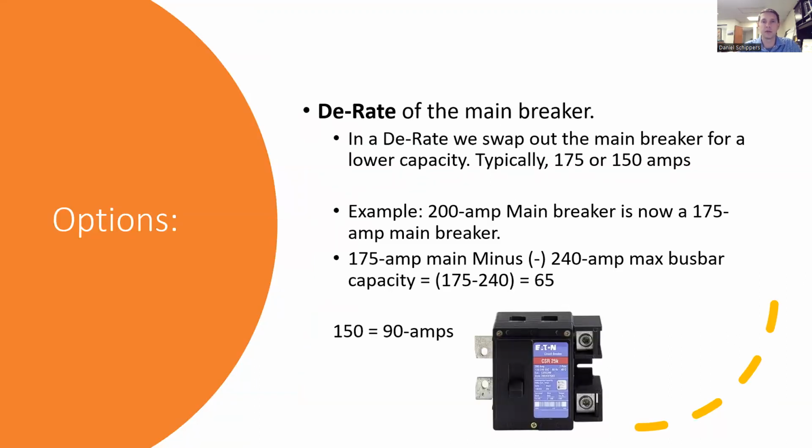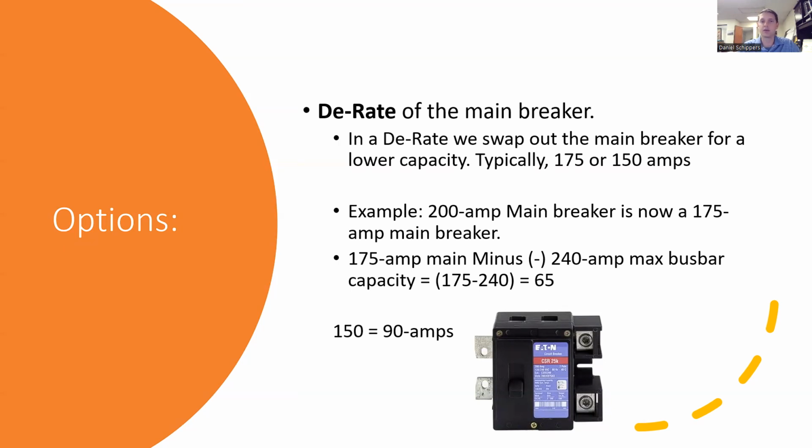The derate simply manipulates the math by reducing the utility feed into the service panel. So instead of having a 200 amp main breaker, we'll have a 150 or 175 amp main breaker, and then the math changes. If it's 175 amps, that'll leave 60 amps of capacity when you subtract the 240 or 65 amps, making that 60 amp breaker applicable and code compliant, allowing us to put into effect a larger solar system into the house.